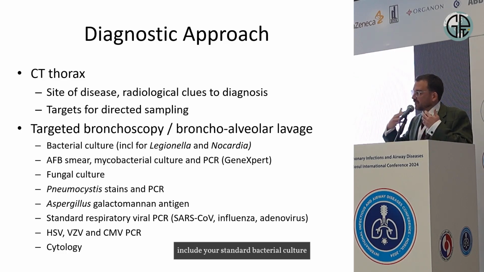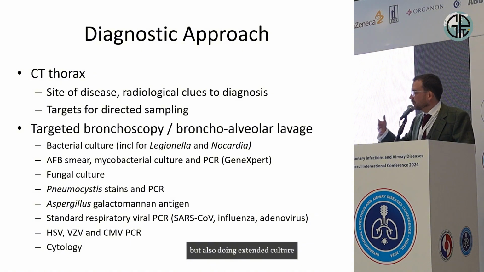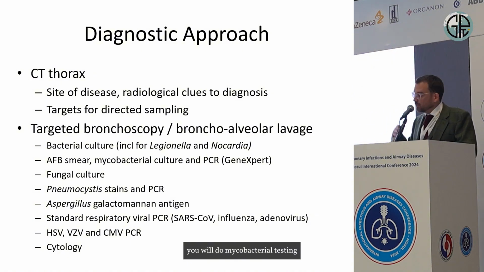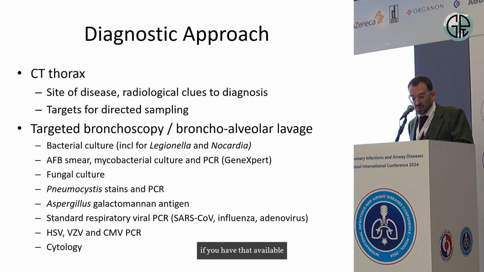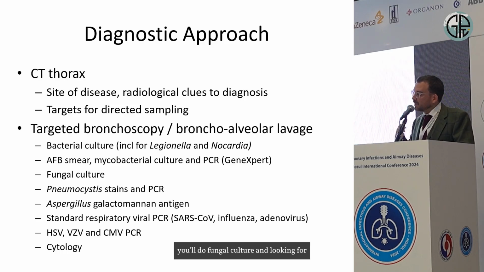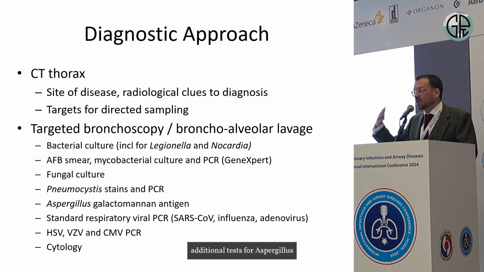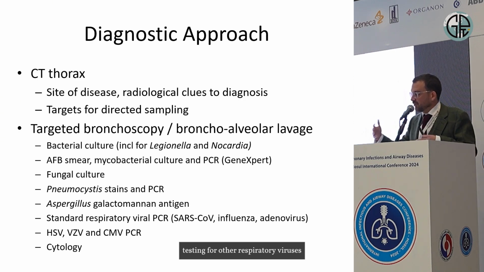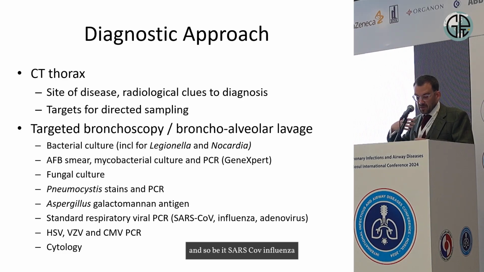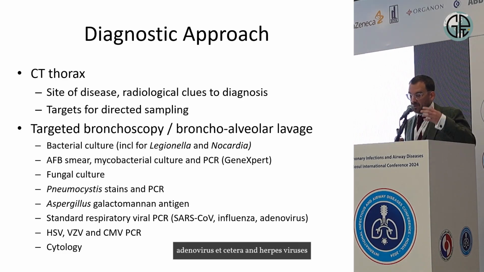So you will obviously include your standard bacterial culture, but also extended culture for things like nocardia and Legionella. You will do mycobacterial testing, so smear, mycobacterial culture and PCR, such as GeneXpert, if you have that available. You'll do fungal culture, looking for things like Aspergillus. You will ask for stains and PCR for Pneumocystis, if that is available in your centre. You ideally will do additional tests for Aspergillus, so that might include Aspergillus antigen, galactomannan, or PCR, along with PCR testing for other respiratory viruses, be it SARS-CoV, influenza, adenovirus, etc., and herpes viruses.